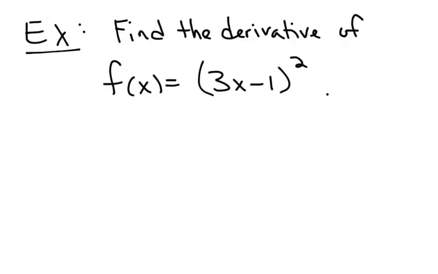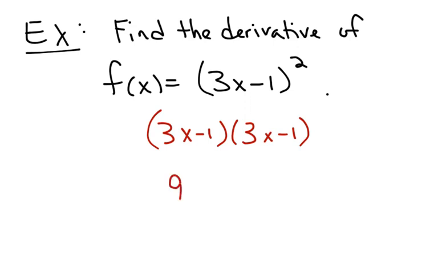What if instead I gave you this problem? I said, find the derivative of f of x is equal to (3x - 1) squared. In calculus, you will learn another way of dealing with this particular problem. However, what we're going to do is start by distributing it out. Remember, squaring means multiplying by itself. So when I do that, I get 9x squared minus 6x plus 1.